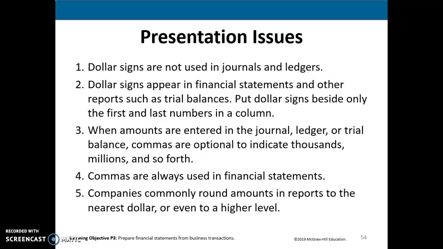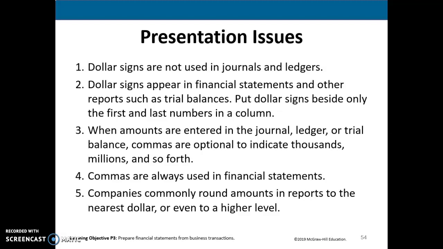The dollar signs are not used in journals and ledgers. They're going to appear in financial statements and other reports such as trial balances. We put dollar signs beside only the first and the last numbers in a column. When amounts are entered in the journal, the ledger, or the trial balance, commas are optional to indicate thousands, millions, and billions if you need it. Commas are always used in financial statements.